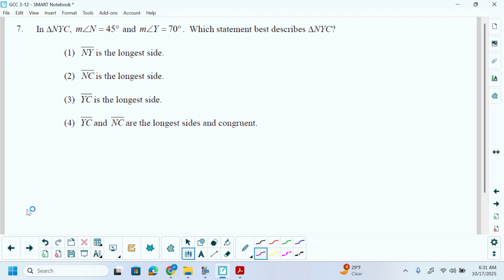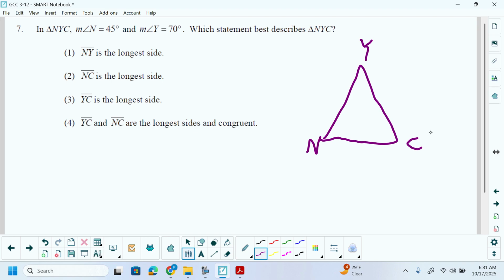All right, next one, we've got a triangle NYC. We're going to draw and label our triangle. So draw yourself a random triangle, and we're going to label our vertices. Vertices are labeled with capital letters. It does not matter where you put the N, the Y, and the C. You're just going around in a circle, and then you're going to label them accordingly after that. We'll label our angles they told us, 45 and 70 for Y.